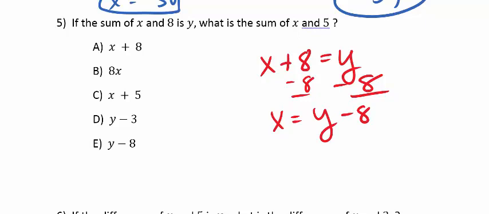We want to know what the sum of x and 5 is. Well, all we have to do is take this x and add 5 to it, which means I'm going to have to add 5 to the other side of the equation to keep it balanced.